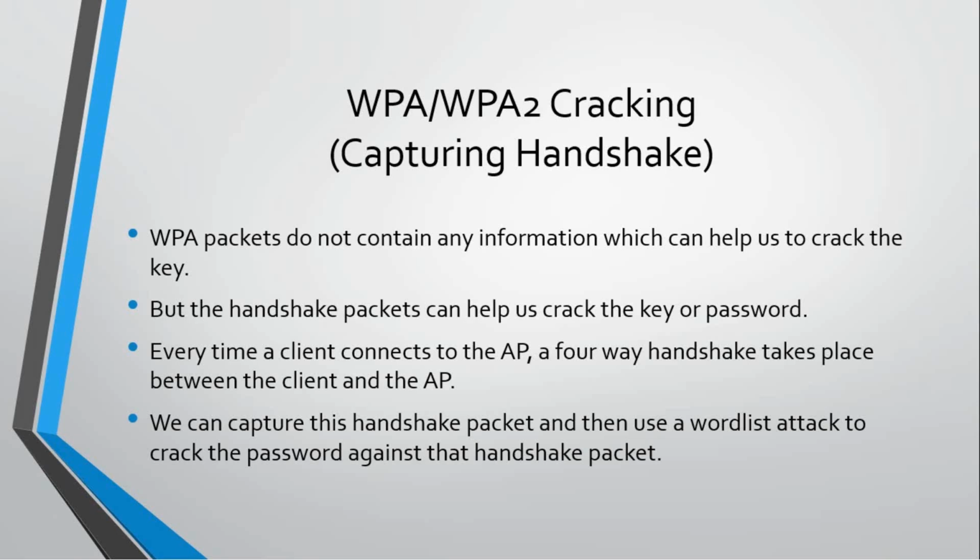What is a word list? A word list is a file which contains a lot of passwords. It can contain thousands or even millions of passwords, and then we run that word list against the handshake packets we captured. The word list attack is going to check each key against the handshake packet we captured, and if it finds the key, it will tell us that yes, this is the right password or right key for WPA.